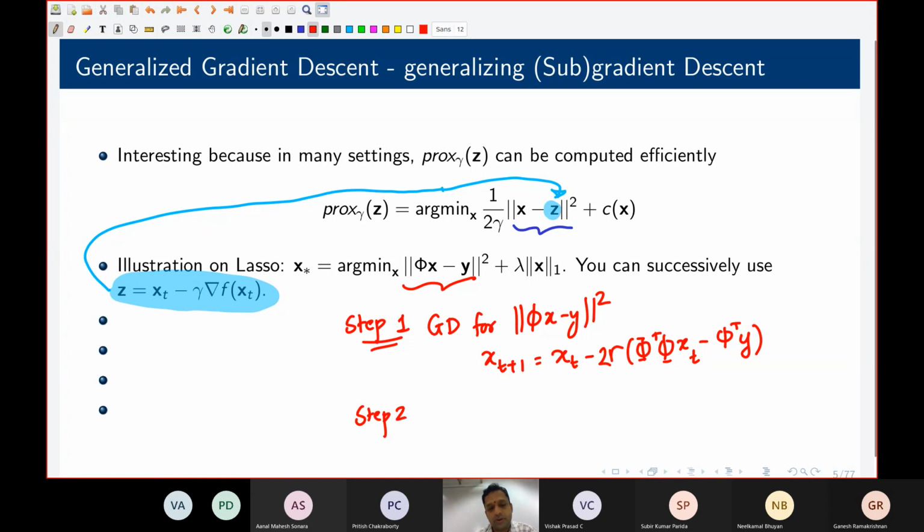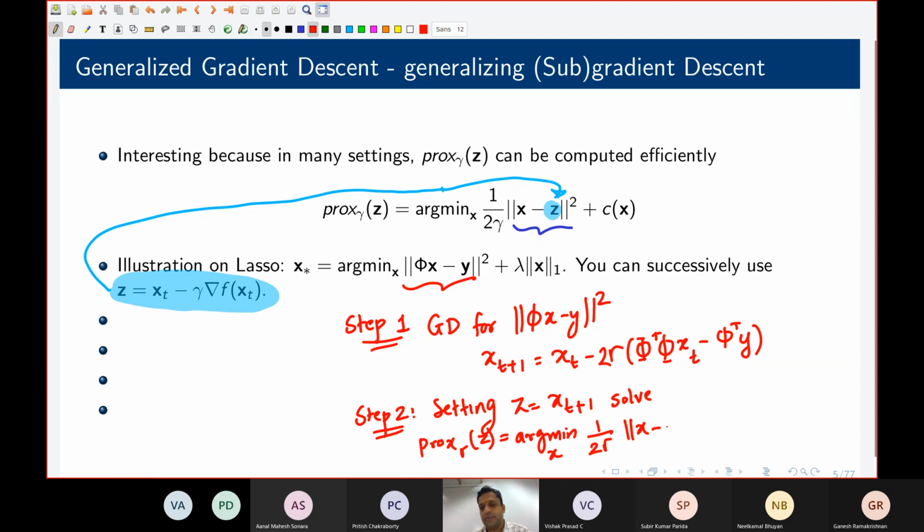Step 2. Setting z equals exactly this xt plus 1. Solve for the prox operator, which is prox gamma z is argument over x of 1 upon 2 gamma x minus z, which is exactly x minus xt plus 1, plus lambda times the 1 norm of x.